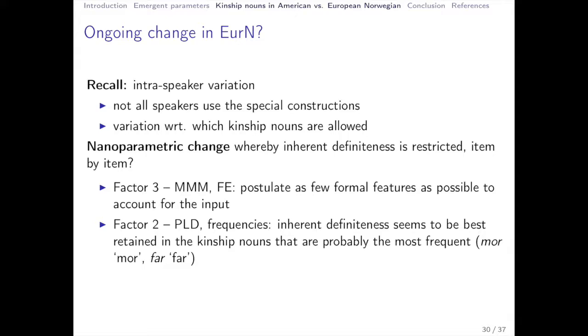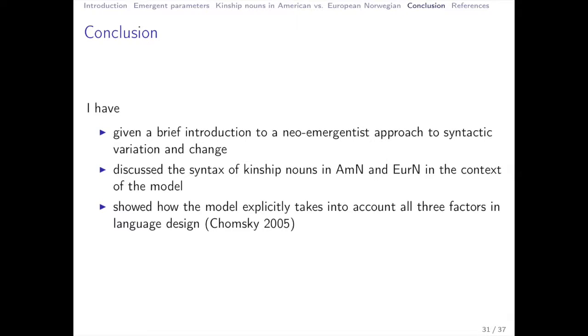So postulate as few formal features as you can. And then there's the frequencies again. Inherent definiteness seems to be best retained in kinship nouns that are probably the most frequent ones, like mother and father. Okay, so just to sum up, I've given a very brief introduction to a neo-emergentist approach to syntactic variation and change. We looked at the syntax of kinship nouns in American Norwegian versus European Norwegian, and I've showed how the model that I introduced can explicitly take into account all three factors in language design. Thank you.